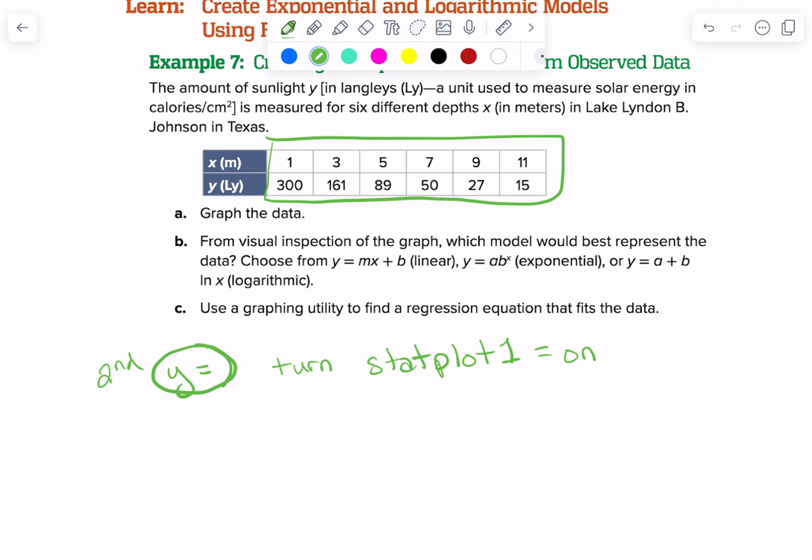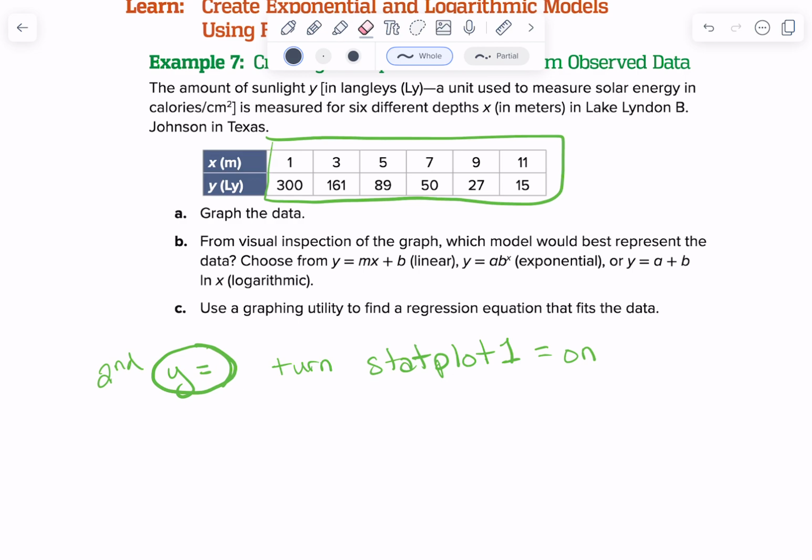Anybody not understand what I'm doing? Turn your stat plot on. Eli, turn your stat plot on. Second, y equals. Turn stat plot on. How do you turn it on? You hit enter and it will take you to a new screen and then you flip it to the on switch. Questions about that? Do you know what we're doing?